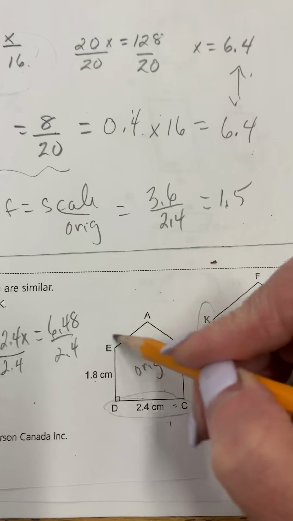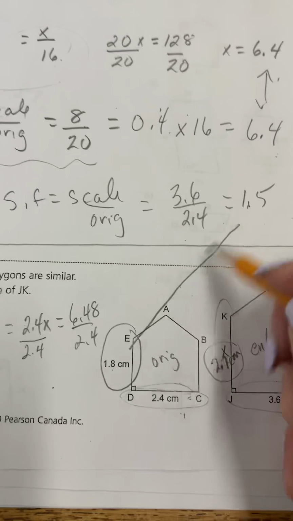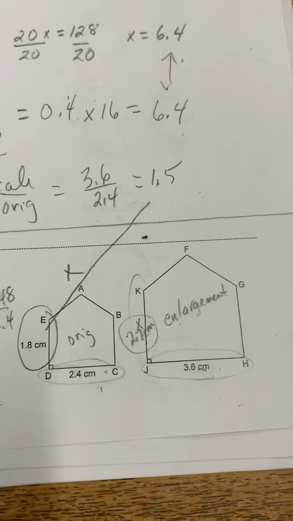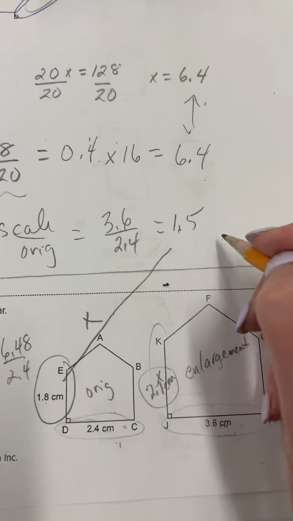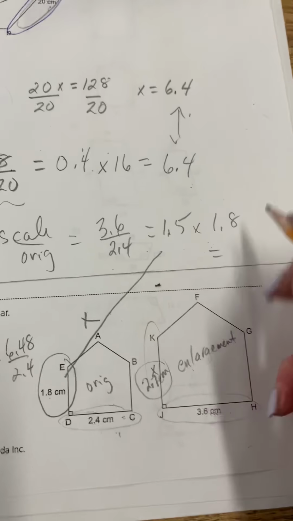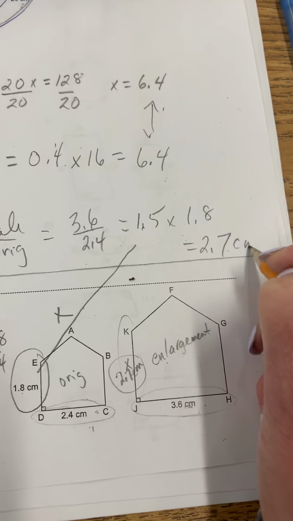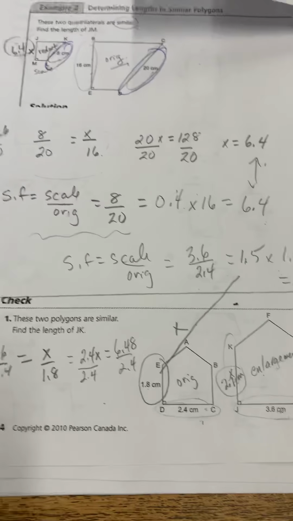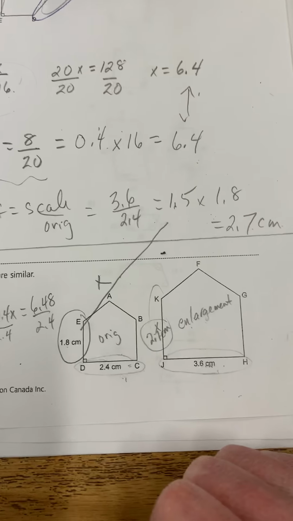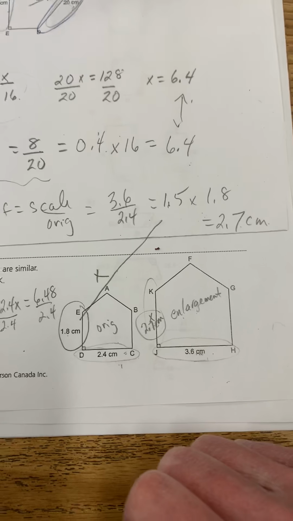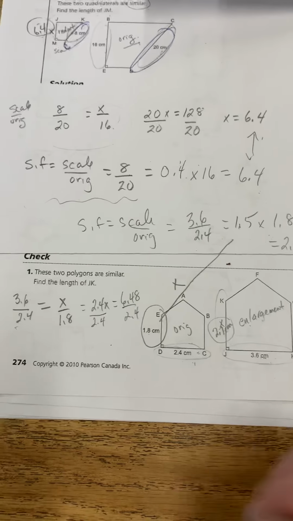So now what are we going to do? We're going to take this measurement and multiply it by the scale factor. And lo and behold, we get exactly the same answer, 2 7/10 of a centimeter. I'm not going to judge which way you want to do it. There's always more than one way sometimes to approach a question, whichever one makes the most sense for you. So that's part 2.